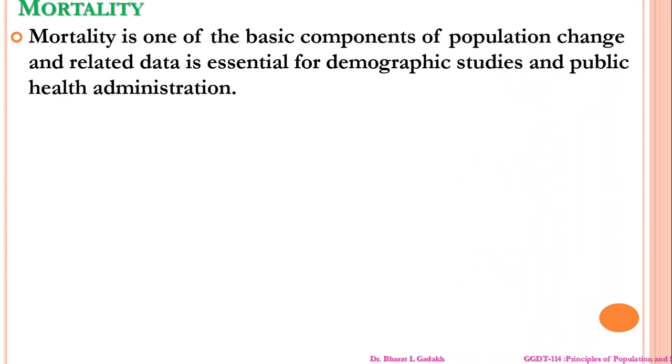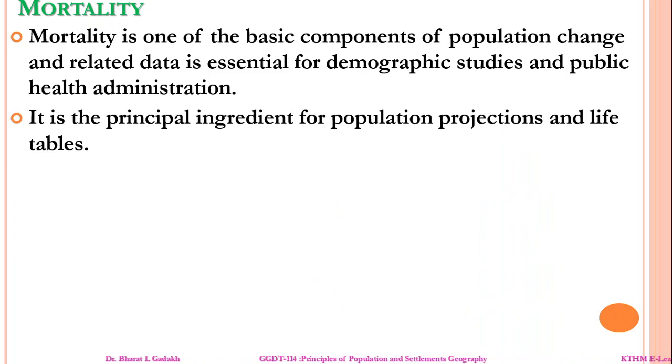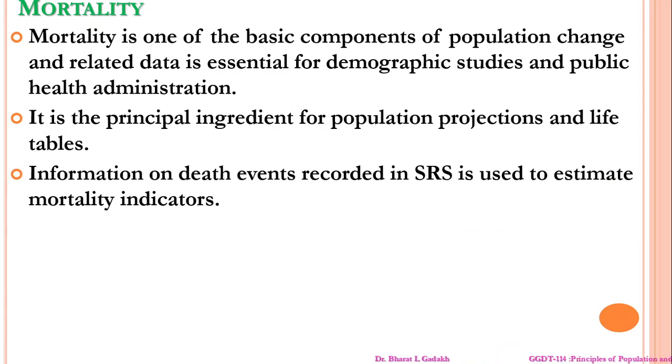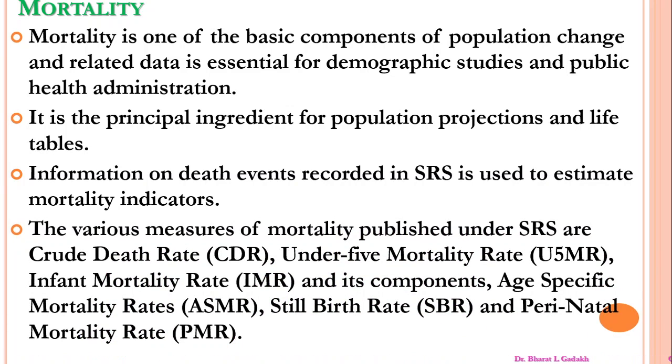This is one of the mortality points. Mortality is one of the basic components of population change and is essential to demographic studies and public health administration. It is also a principal ingredient of population projection and life tables. Information on death events recorded by the SRS is used to estimate mortality indicators. Various measures of mortality published by the SRS are the crude death rate, under-5 mortality rate, infant mortality rate (IMR), age-specific mortality rate, stillbirth rate, and perinatal mortality rate.